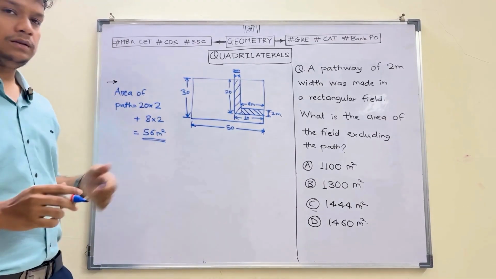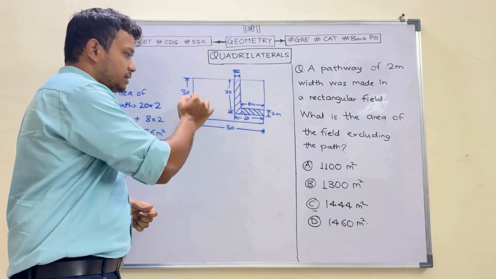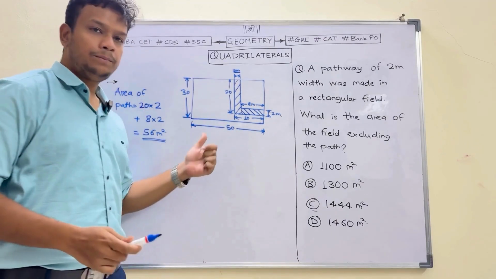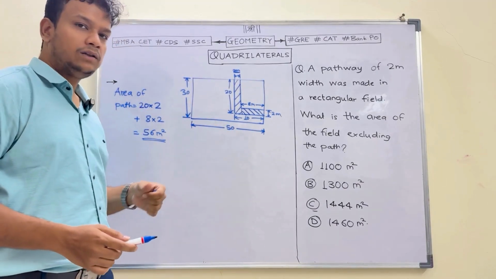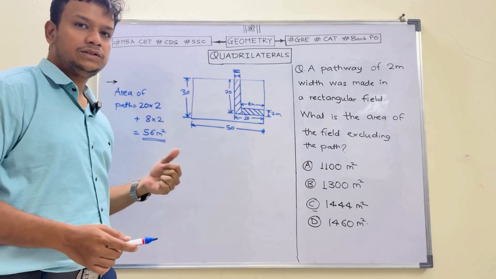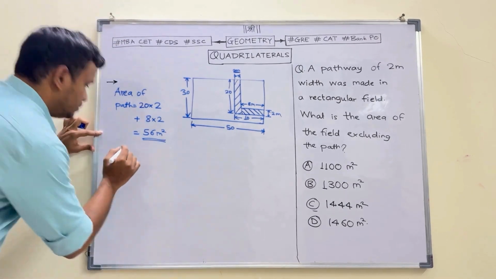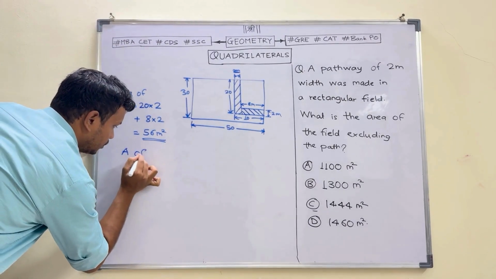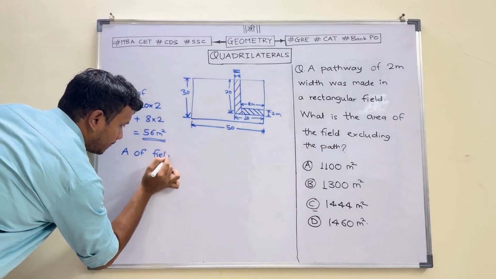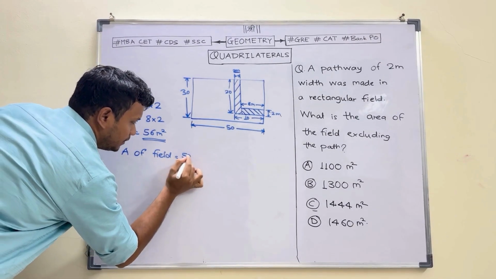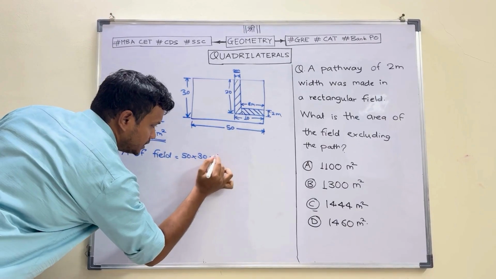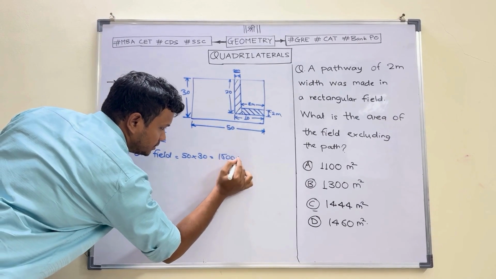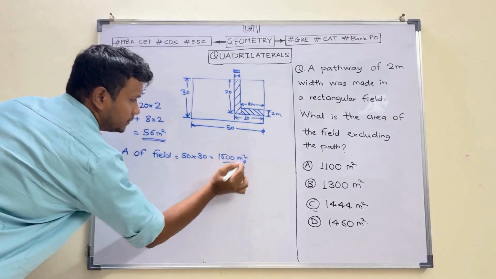Now we have got the area of the path. Now let's look at this rectangular field. We'll compute the total area. Total area of the rectangular field would be length into breadth, which is 50 into 30, correct? So we'll just compute the area of the field, which is 50 into 30, which is 1500 meters square, correct?